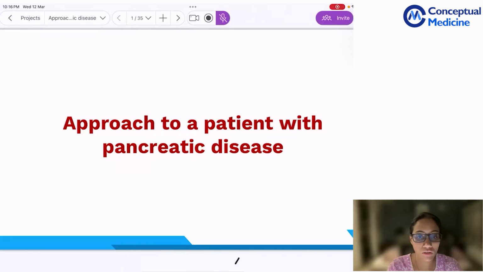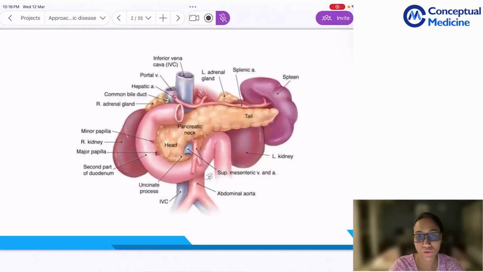Today's class will be on approach to pancreatic diseases. So before we get into pancreatic diseases as such, we'll just get into the anatomy first. We'll go through the anatomy.